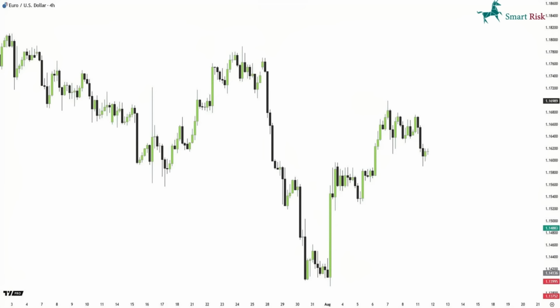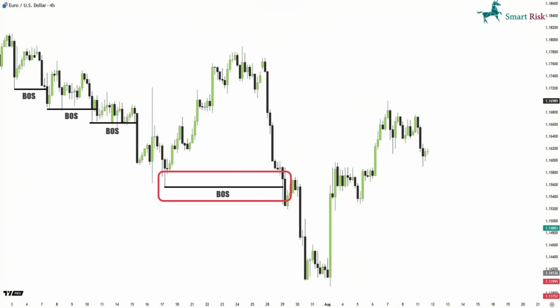Here we have the Euro-Dollar 4-hour chart on the screen. As you can see, price is in a strong downtrend, and bears are clearly in control, since the market has already created multiple bearish breaks of structure, more than 2 for sure. This tells us that the expectation is for the price to continue lower, and our focus should be on looking for short opportunities. The most recent bearish BOS is located right here.